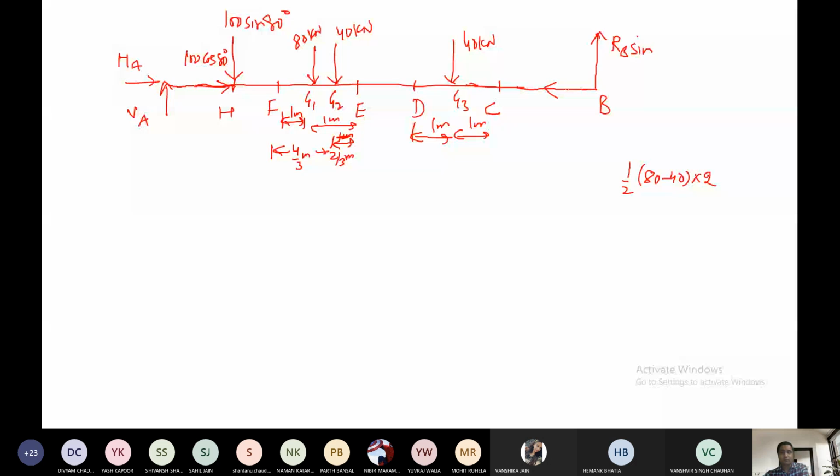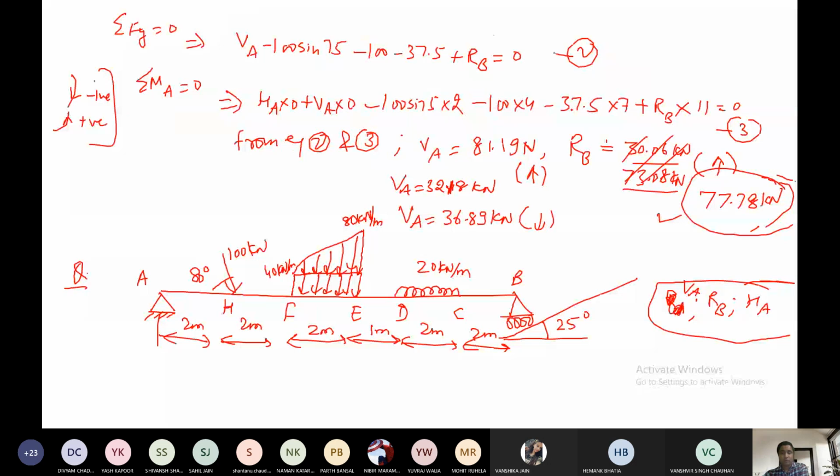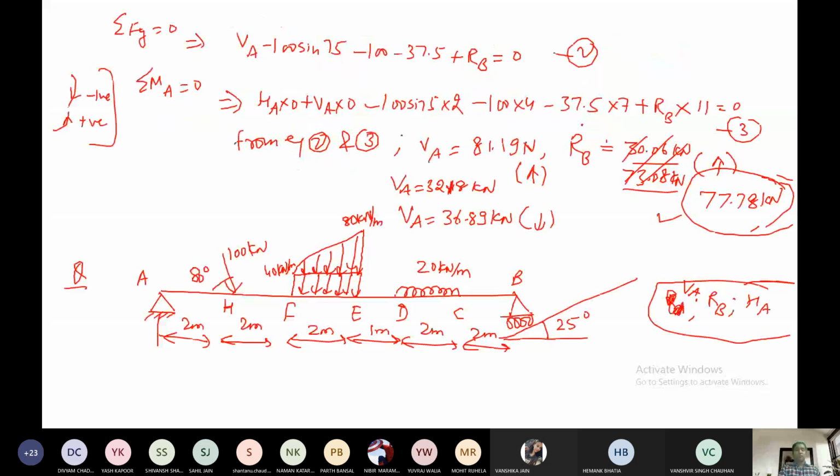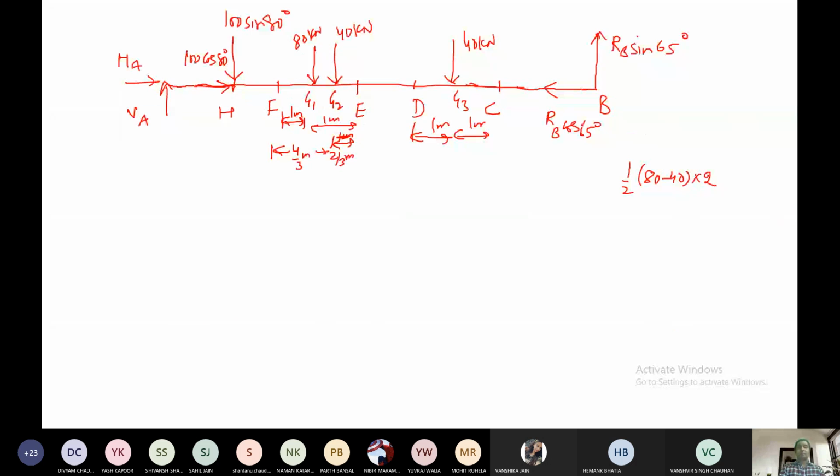This will be RB sine, RB cos. So what is the angle here? 65. 65 degree will be the angle. This is the FBD of the complete figure, up to step number 2 I have made. So should I explain, or are you able to understand this part?